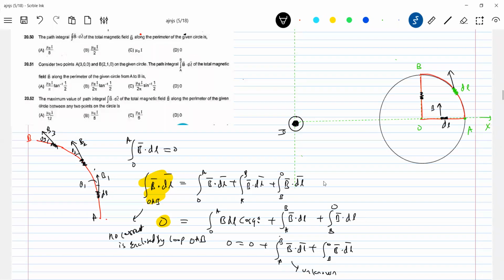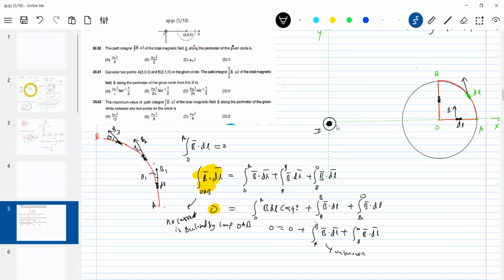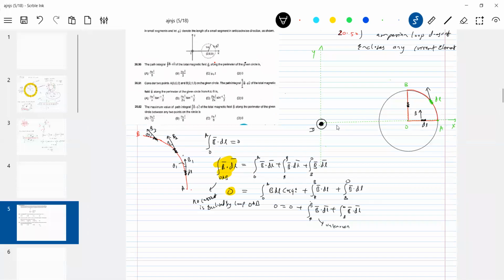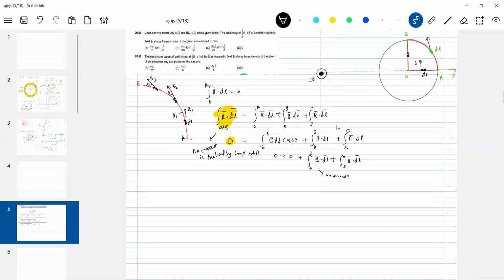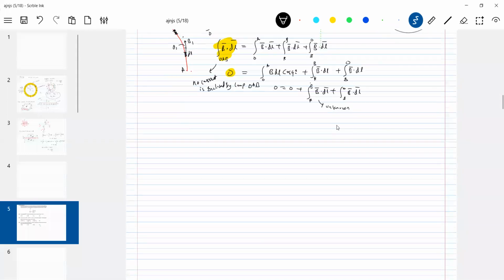So again, I'll go back to the basics of Ampere circuital law. Nothing big, I'll stick to the basics of Ampere circuital law. So what are the basics of Ampere circuital law? I'll come back to the problem.